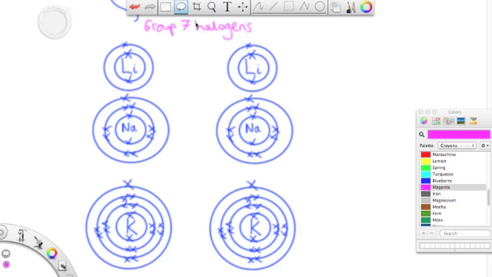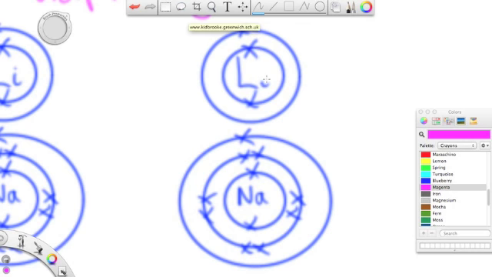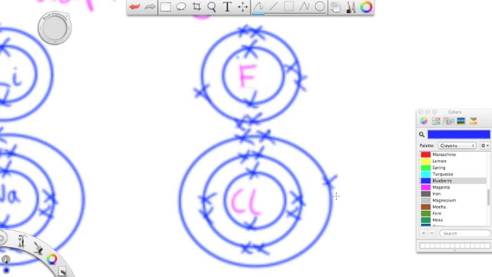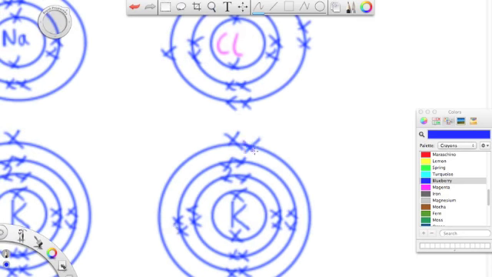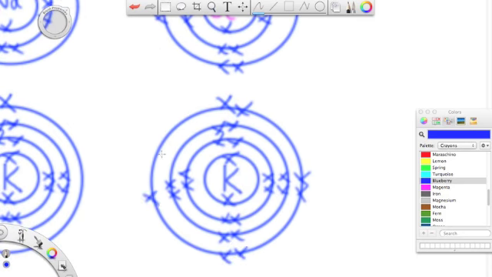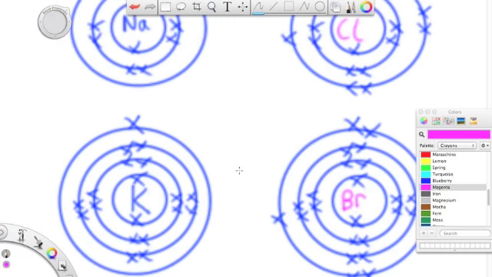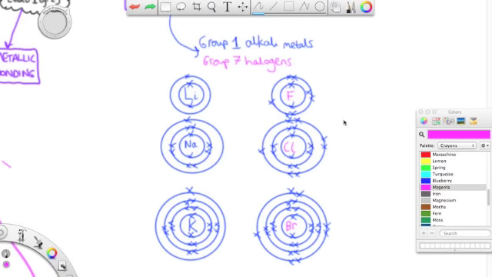Now in group 7, the halogens, the same pattern occurs, but this time fluorine, chlorine and bromine all have 7 electrons on the outside shell because they're in group 7. So to become chemically stable, all the group 1 elements must lose 1 electron to form a positive ion, and the group 7 elements must gain 1 electron to form a negative ion.